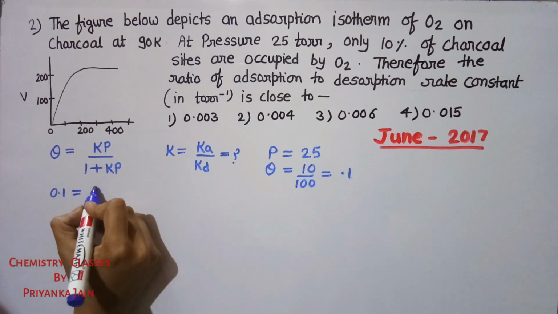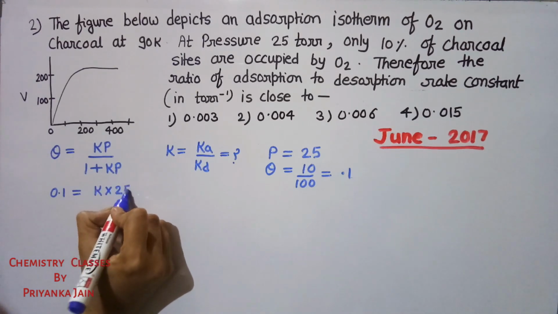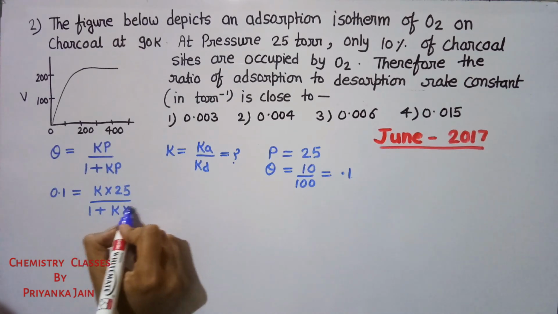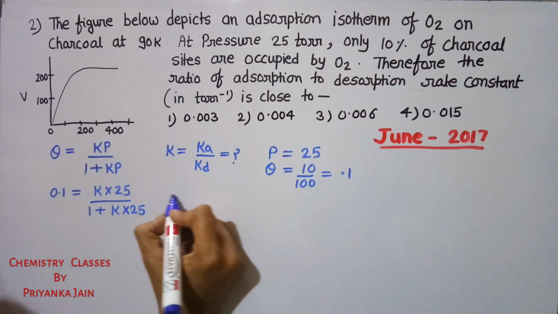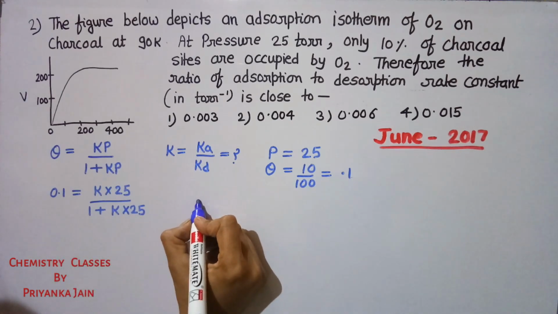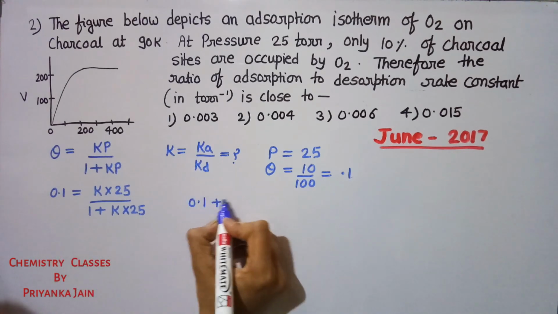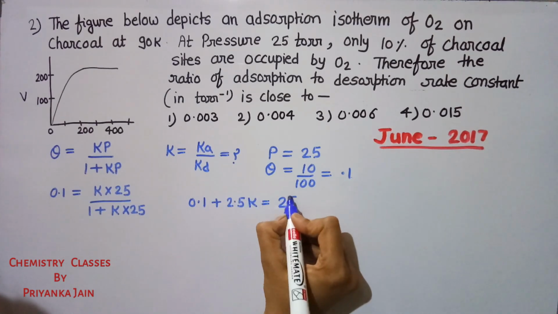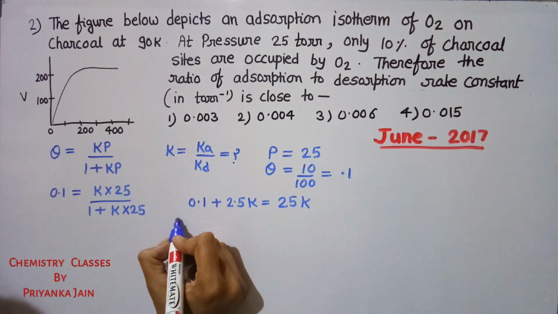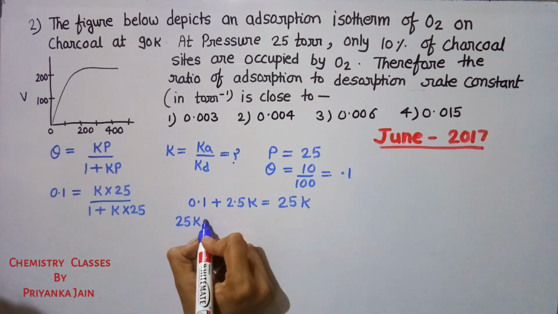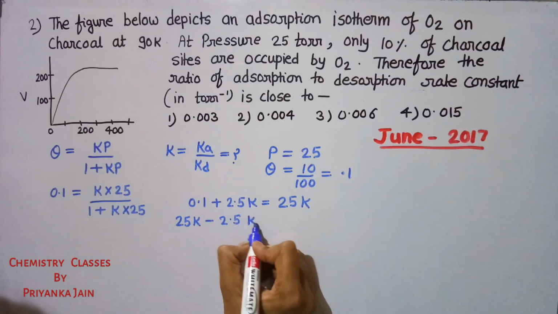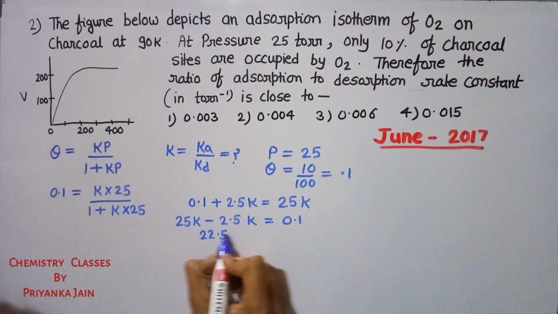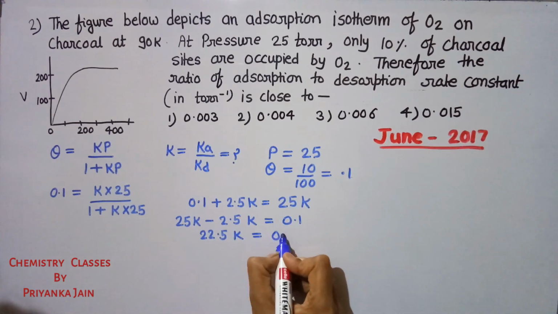0.1 is equal to K into 25 divided by 1 plus K into 25. Okay. When we solve this, we can get 0.1 plus 2.5K will be equal to 25K, or we can write 25K minus 2.5K will be equal to 0.1. It means 22.5K will be equal to 0.1.